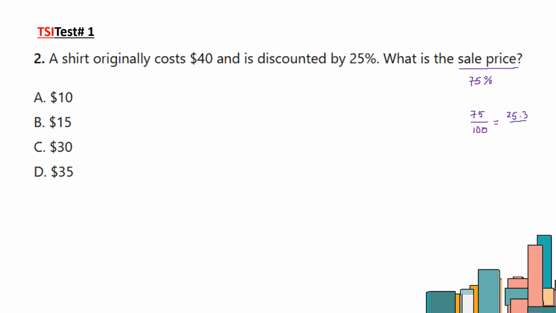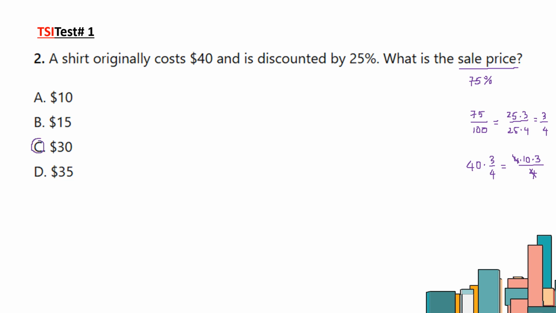25 times 3 is 75. Okay, 25 times 4 is 100. So this one is 3/4 or 3 over 4. Okay, the sale price is 3 over 4 of the original cost. So we can take 40 and then multiply by 3 over 4. Then you will have 40 is 4 times 10 times 3 over 4. We cancel the 4, then we have 10 times 3 is 30. So it's $30.